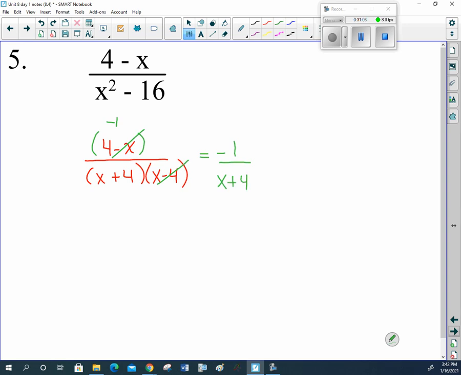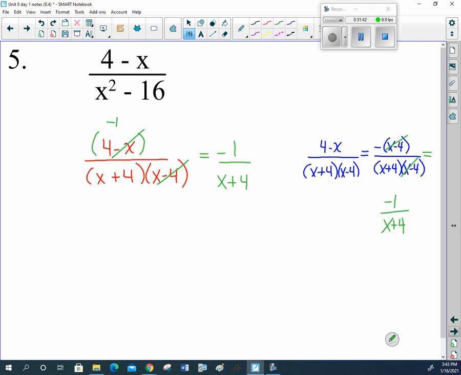Okay, but let's just say we didn't recognize that. Let's go back here to this step, and we have 4 minus x over x plus 4 and x minus 4. Okay, what could you do in the numerator? You could rearrange it and factor out a negative sign. So you could put the negative sign out in front and go x minus 4, and then x plus 4, x minus 4. And once again, these two are going to reduce, and you end up with negative 1 over x plus 4.